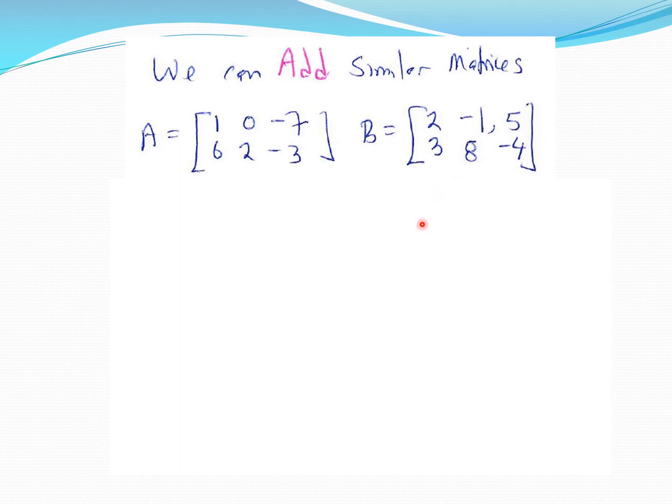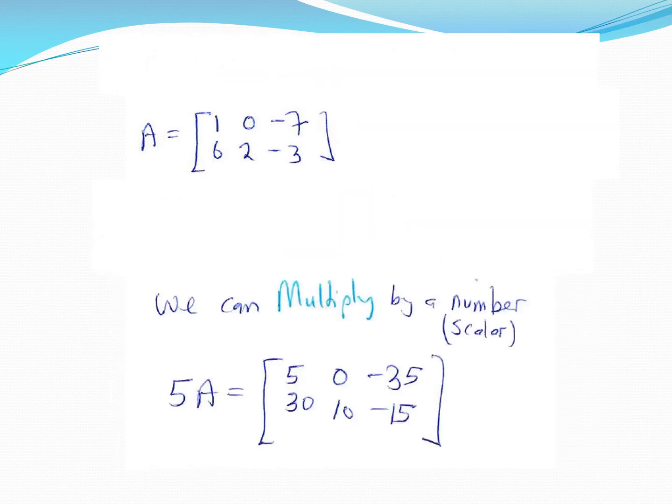So we can add those matrices, and it's very intuitive how we'll add them. We add what we call the corresponding entries. So we'll add 1 with 2, that'll give us 3. We add 0 with minus 1, that'll give us minus 1. Minus 7 with 5, and so on. So A plus B equals, as we said, 3, minus 1, minus 2. Likewise, 6 and 3 is 9, 2 and 8 is 10, minus 3 and minus 4 is minus 7.